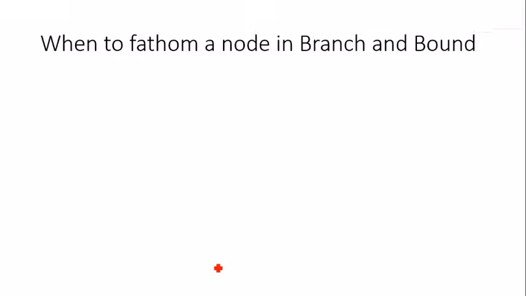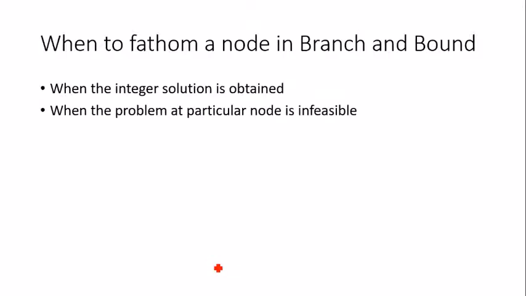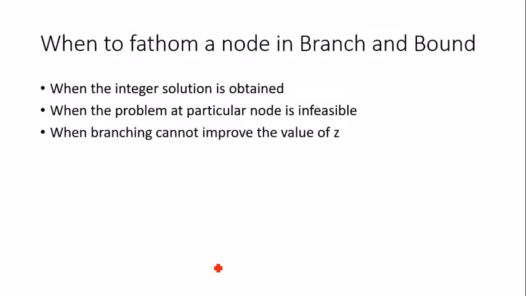So we need to take note of these remarks on when to fathom a node in branch and bound. There are three possibilities. When an integer solution is obtained, then you stop. When the problem at a particular node is infeasible, just like the case we saw in this example. Or when further branching cannot improve the value of z. If you take care of these three things, you will stop appropriately, and when all the nodes are fathomed, out of all the available integer valued solutions, you pick up the best one as per your question. So that's about it. The branch and bound technique is finished.